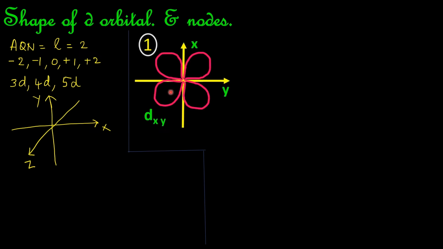Each d orbital has 4 lobes, and in this case, the lobes are arranged in the xy plane. This is one xy plane, and this is the other xy plane. So, this orbital has 2 dumbbell shaped portions. So, the shape of the orbital is called double dumbbell shape. It is named dxy because the lobes are in the xy plane. Let us see the second one.